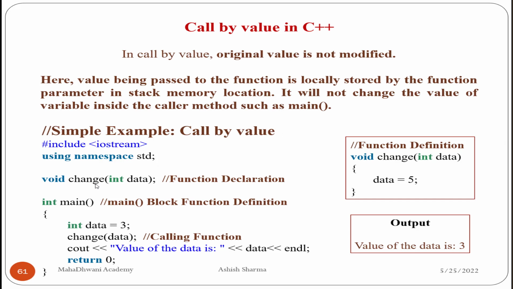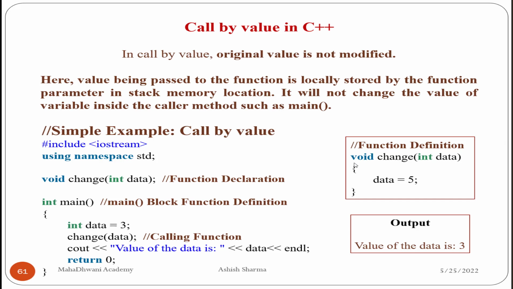Here the first is the function declaration. It has the return type of the function, void, the name of the function, change, and int data as a parameter. So here we are using one parameter, integer type, with the variable name data. That is the function declaration. Where is the function definition? Here is the function definition. Return type is the same, void. Name of the function, change. Number of parameters, 1, integer type variable data.